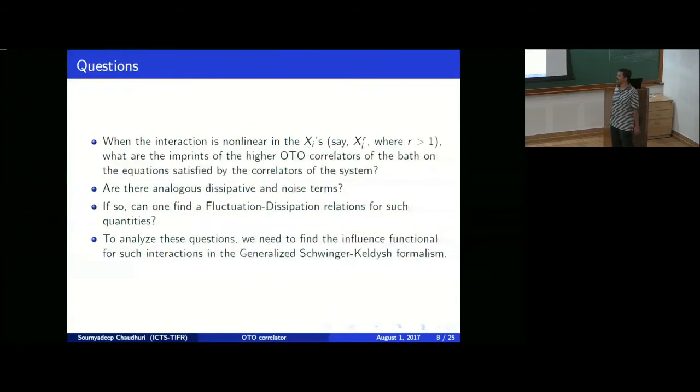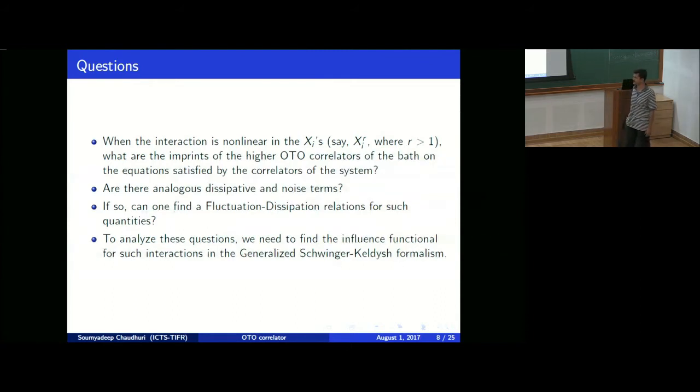Now, what one can ask is, suppose we have nonlinear interactions, interactions which are nonlinear in the degrees of freedom of the bath, then what are the imprints of the higher OTO correlators of the bath on the equations satisfied by the correlators of the system, and whether there are some analogous dissipative and noise terms, and if so, can one find fluctuation dissipation relations for such quantities?